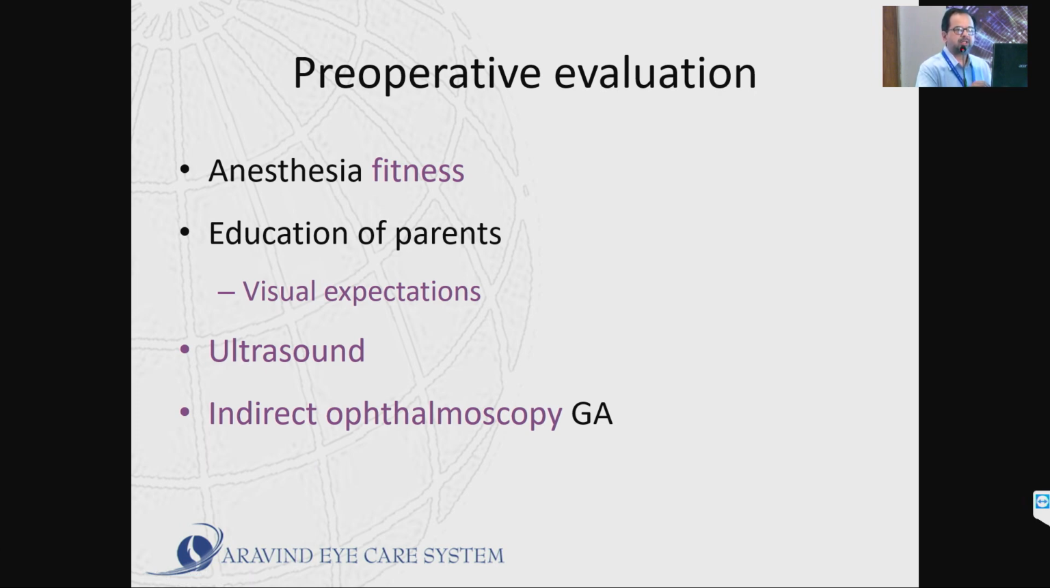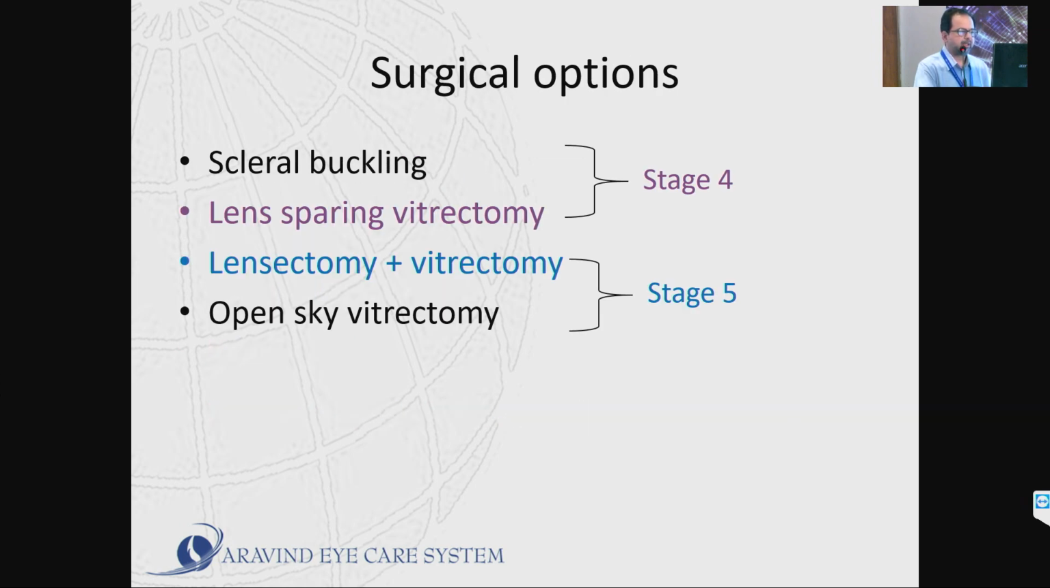In adults, it just can't go by the rule of thumb that inferior temporal I'm going to put my infusion, and the superior two will be the sclerotomies for the light probe and the vitrectomy. It changes case by case.